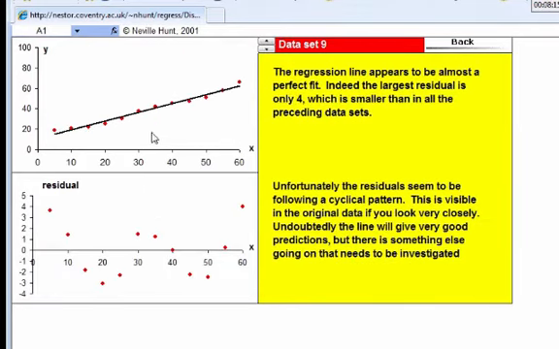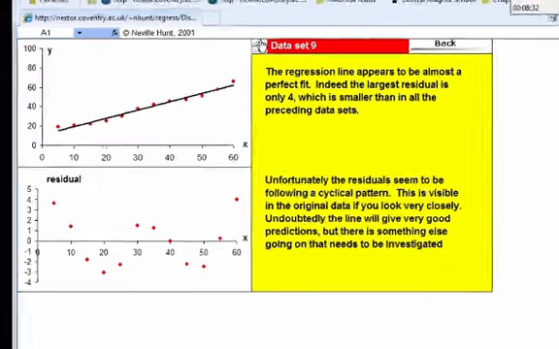Okay? This looks like it's going to be a really good linear model. But if we look at the residual plot, you can see that this is not random. Okay? So this is not going to be a good linear model. Even though it looks linear, don't trust it.